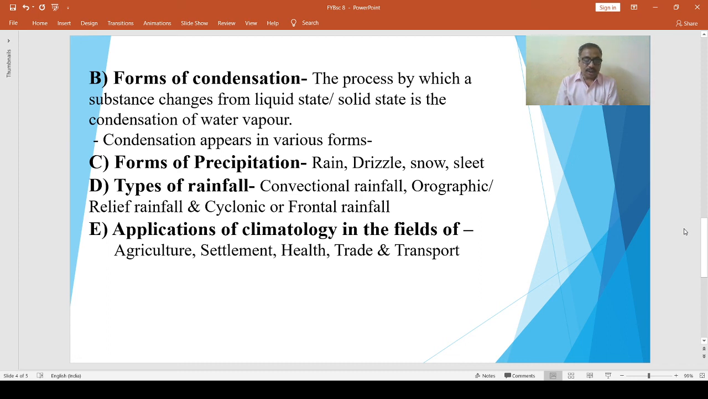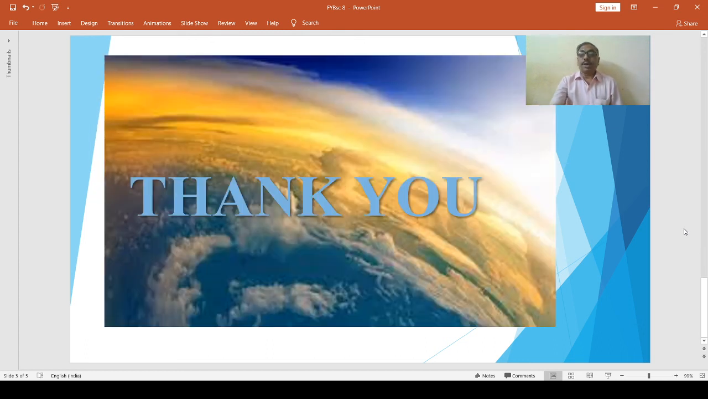The transport weather can have multiple effects on transportation. For example, in winter, ice blocks roads. In summer, air travel needs to watch thunderstorms, etc. The applications of climatology in different fields. Thank you.